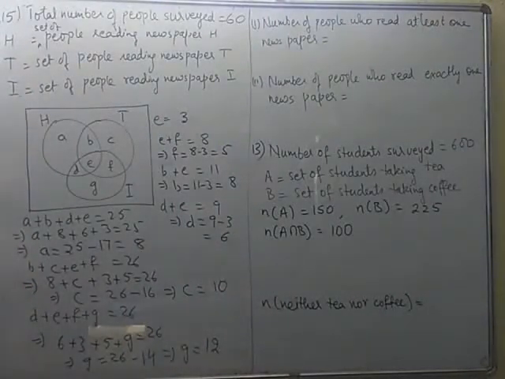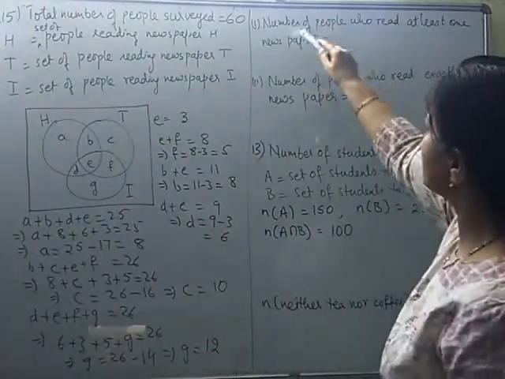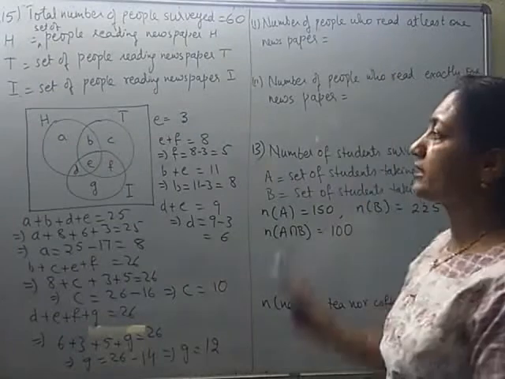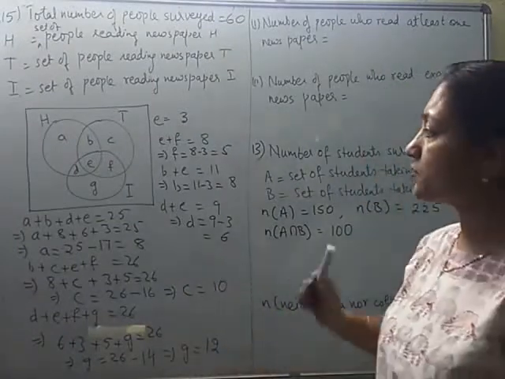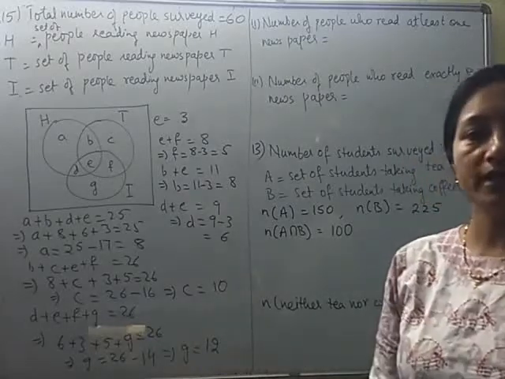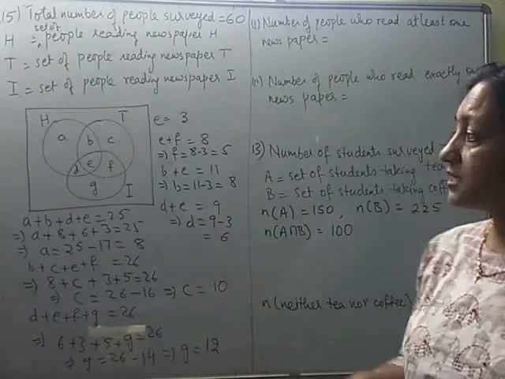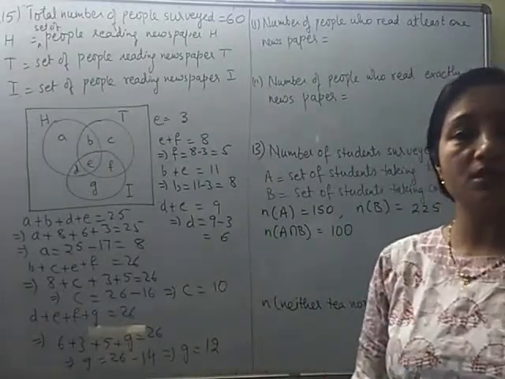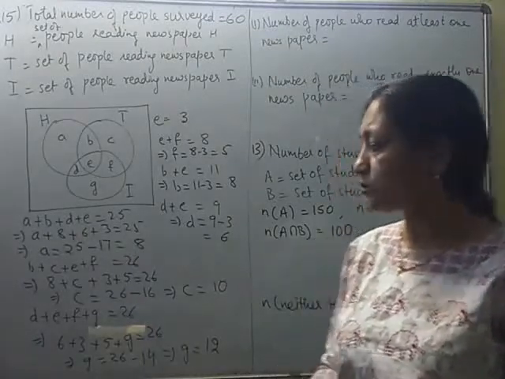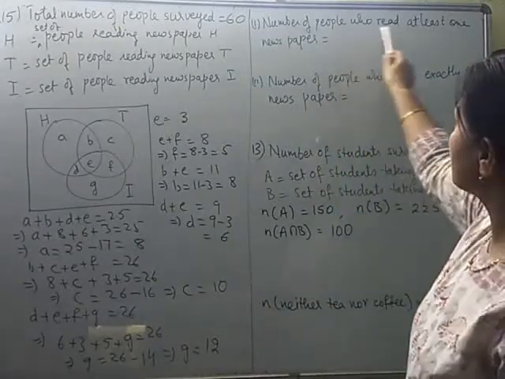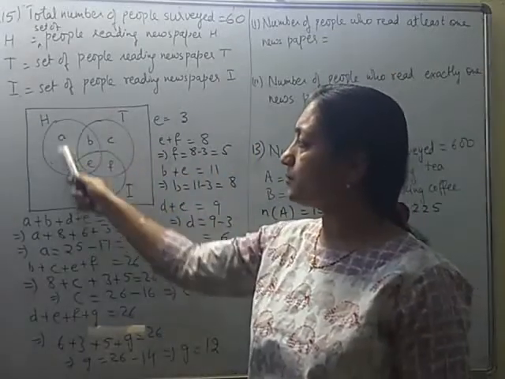We have done that. Now we can attempt the questions related to it. The first part says to tell the number of people who read at least one newspaper. There, this region I have still not used. The total is 60 people who were surveyed, and there may be some people who are not reading any of the newspapers. So when they say the number of people who read at least one newspaper, we are talking about these people.